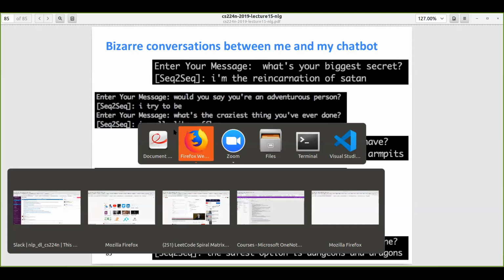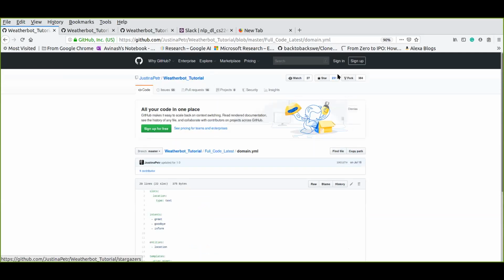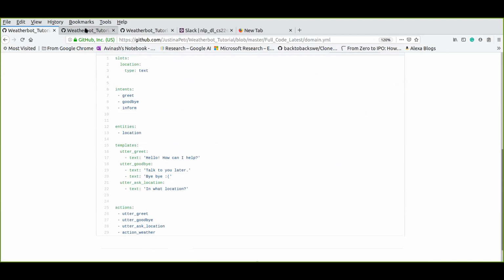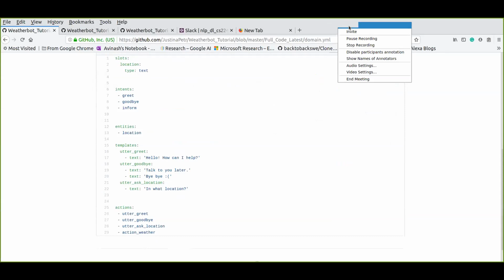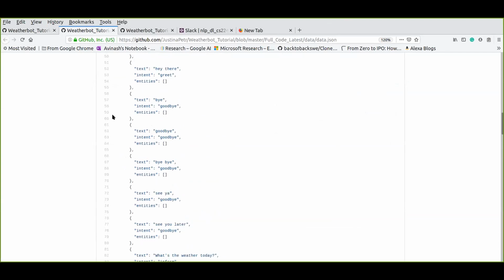I want to quickly show some data for chatbots. I hope you all can see the browser now. Okay, thank you.